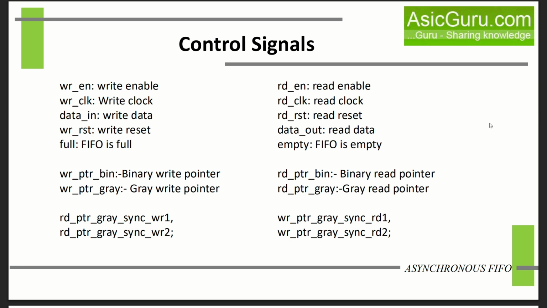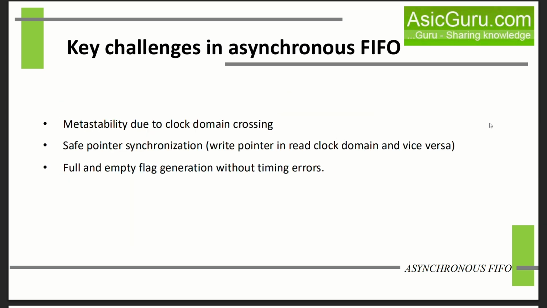Here are the control signals that I have already explained. Now what are the key challenges in asynchronous FIFO? First is metastability, because data crosses clock domains. Second is pointer synchronization. Read and write pointers need to be updated safely. And third is full and empty detection, which is tricky because clocks are independent.